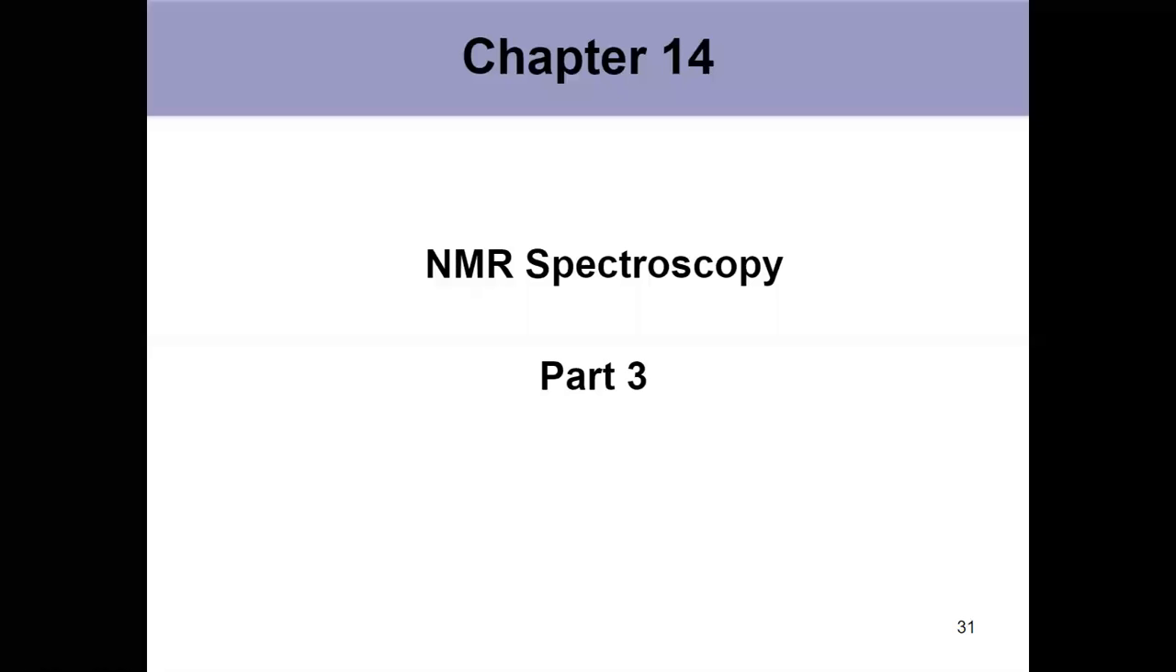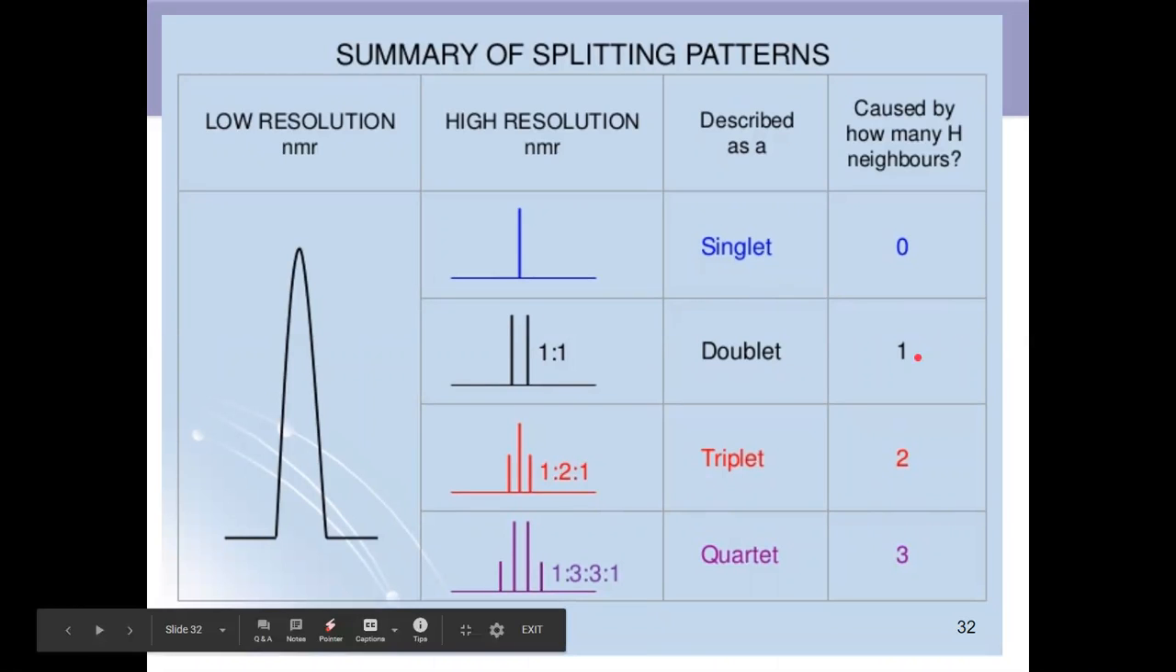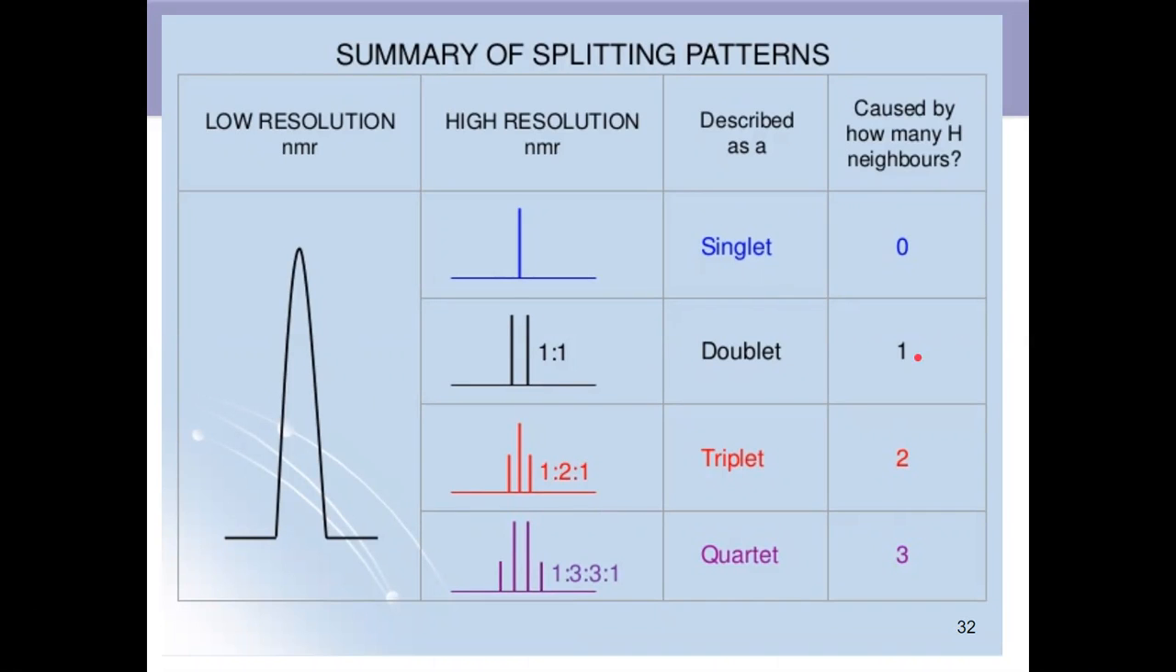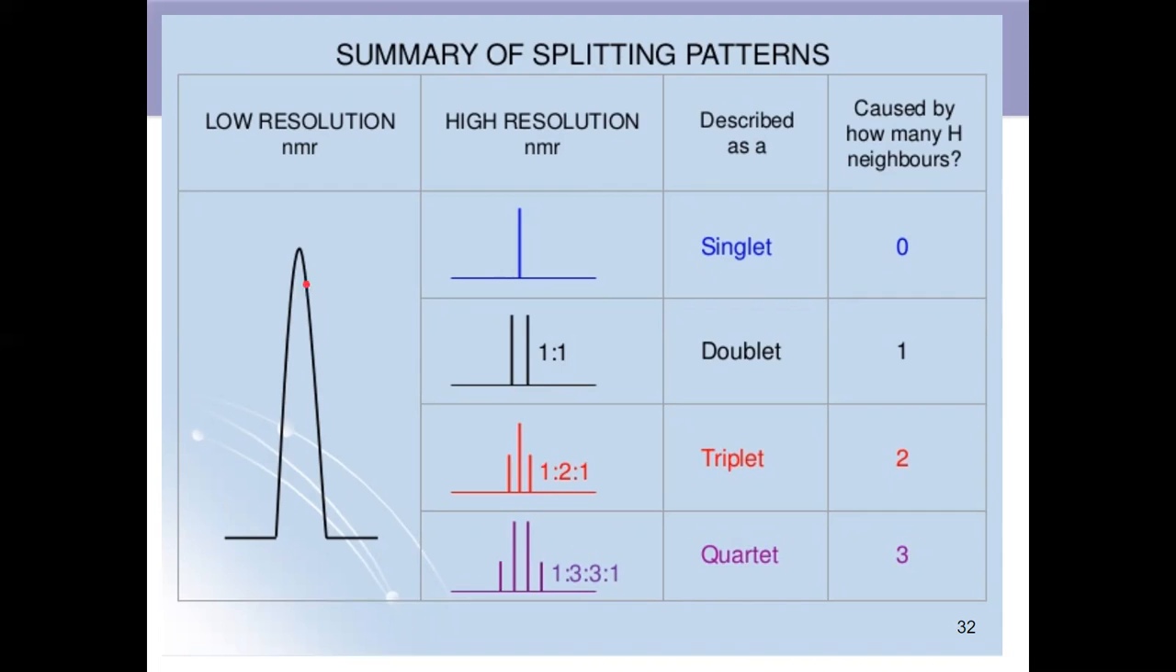Part 3 of chapter 14 is all about splitting, which is summarized on this slide here, slide 32 by my count. This is something that's really fascinating and incredibly useful about NMR. When we actually resolve these peaks, if it's low resolution, everything just shows up as one broad peak. But with enough resolution, we see that these signals actually split a lot of the time.